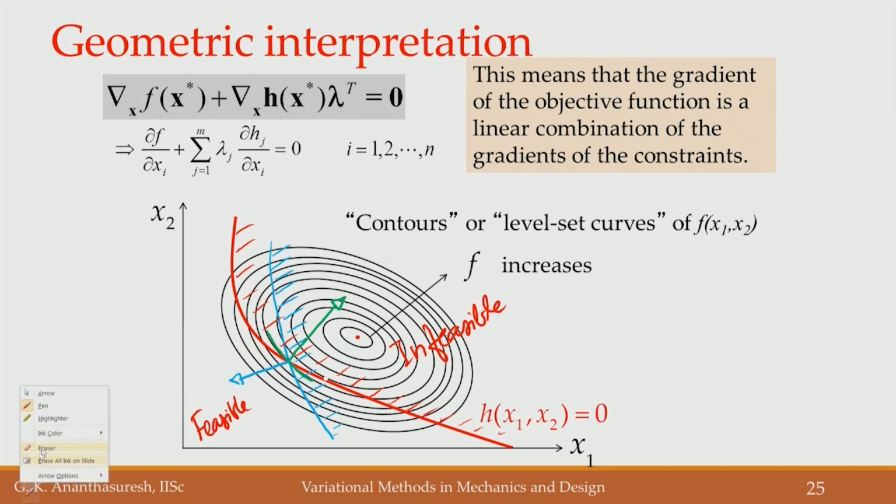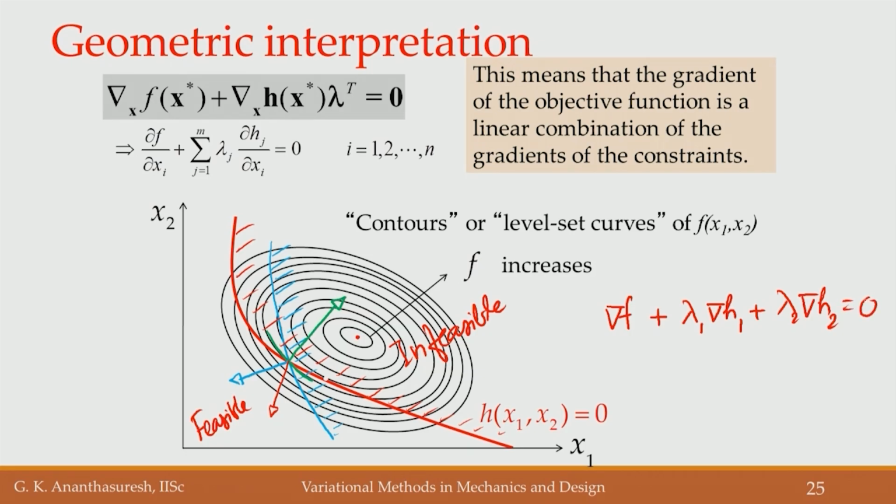And similarly, let us put the gradient of this one here like that. Now, these three arrows, the green one, blue one and red one, should sum to 0, that is what we are saying here. So, the gradient of the objective function plus lambda 1 times the gradient of the first constraint and lambda 2 times the gradient of the second constraint, all these should sum to 0, and that is what this is saying.